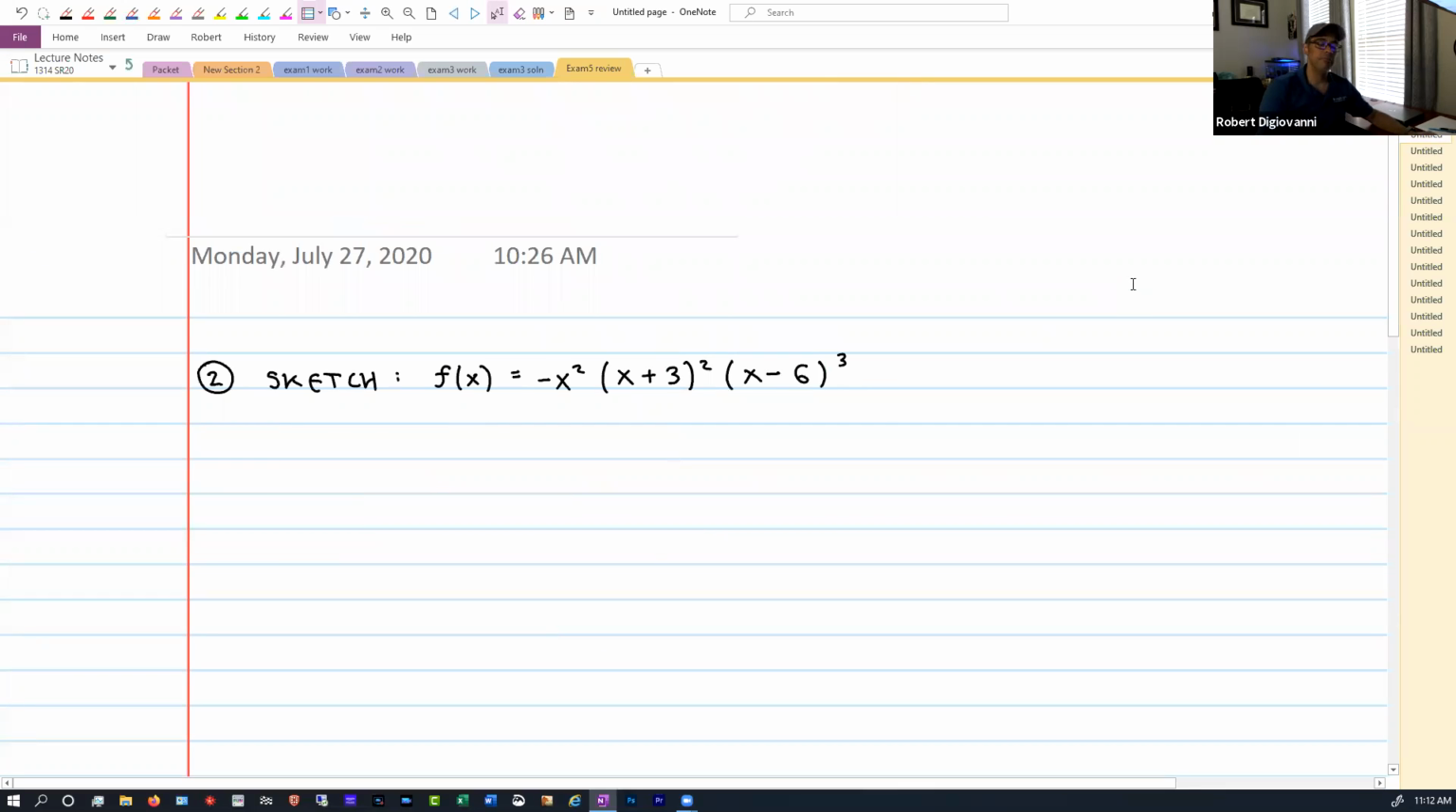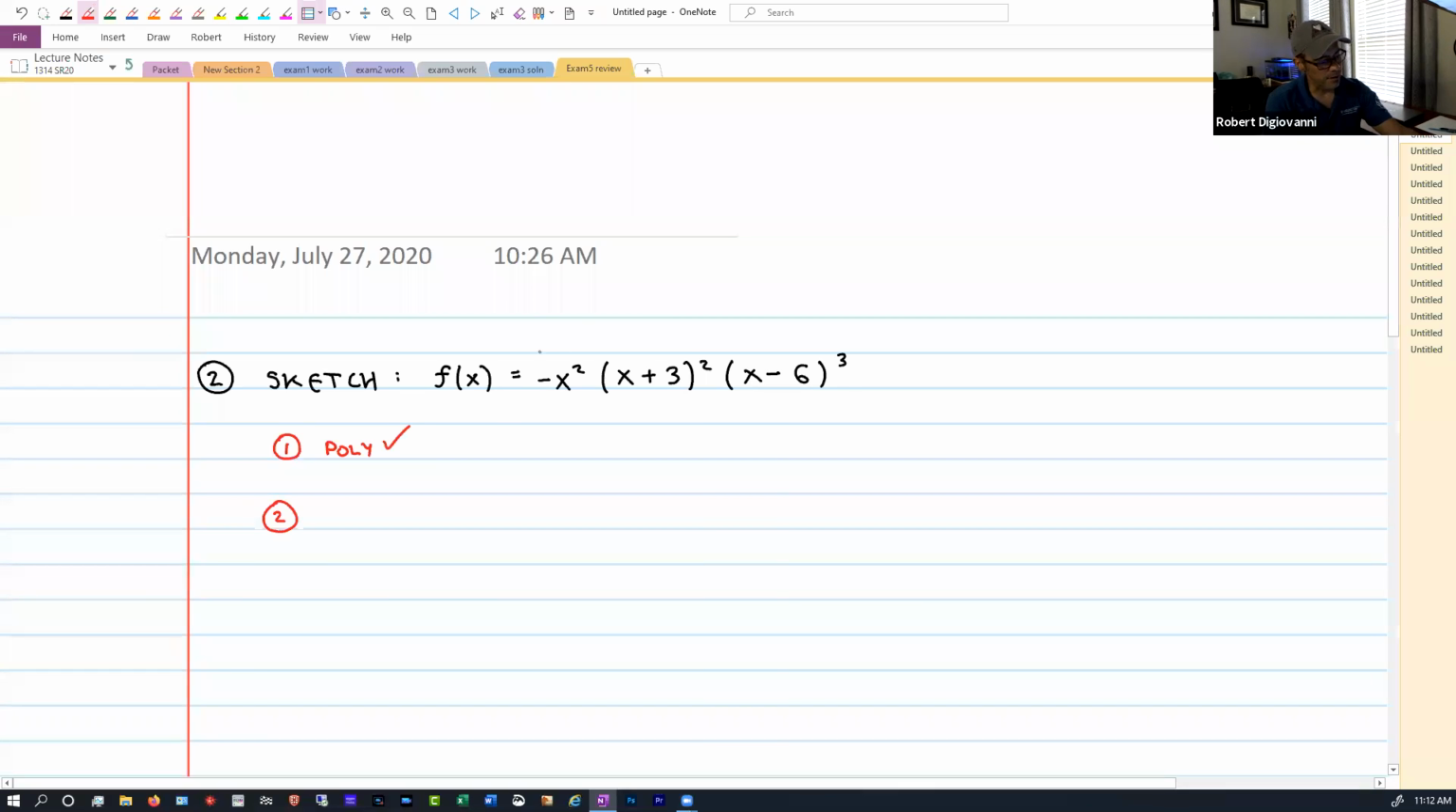Number 2, exactly like number 1, it's just more complicated. There's some more things happening here that we have to pay attention to. So the first step is to recognize it's a polynomial function. Okay, so we know it's a poly. The second step is to find the end behavior. So let's talk about what each of these things are doing. You have to be a little careful here.